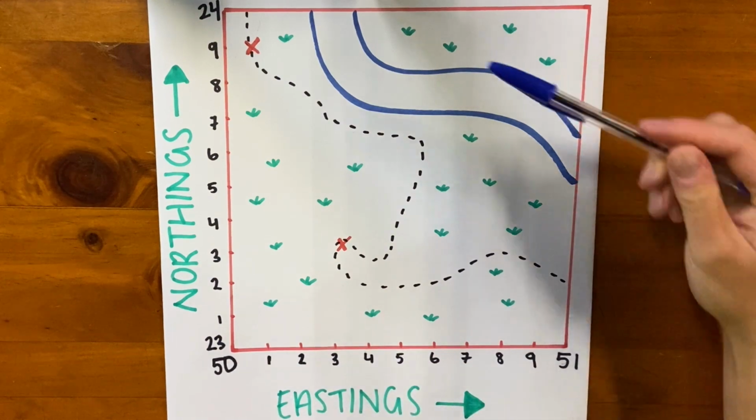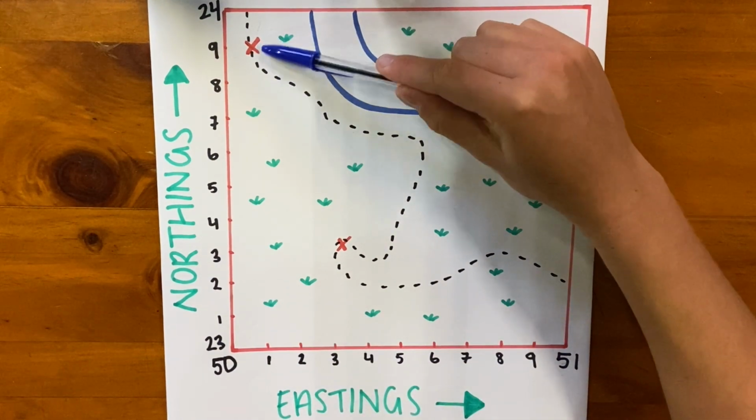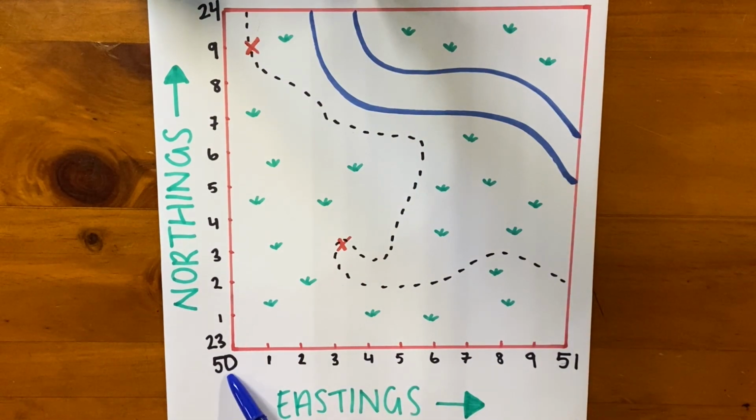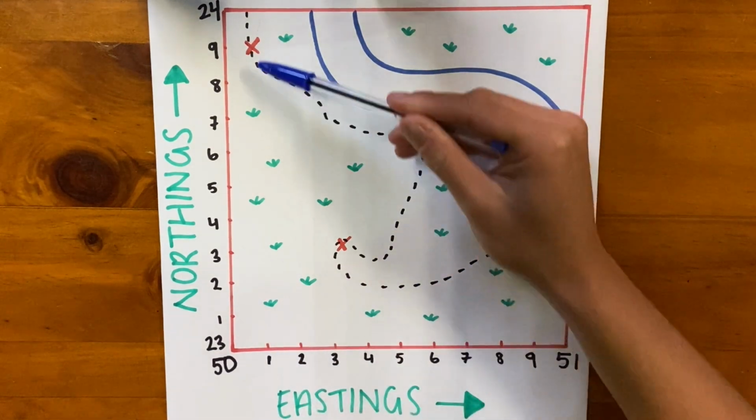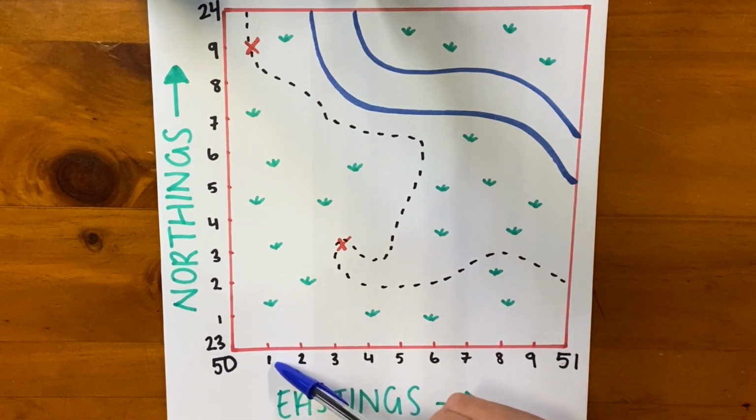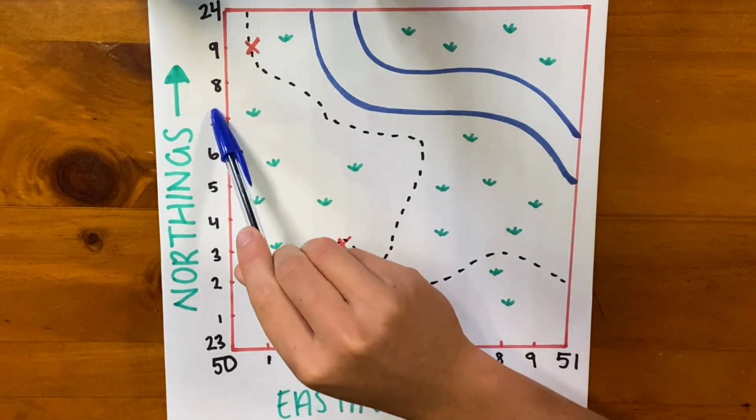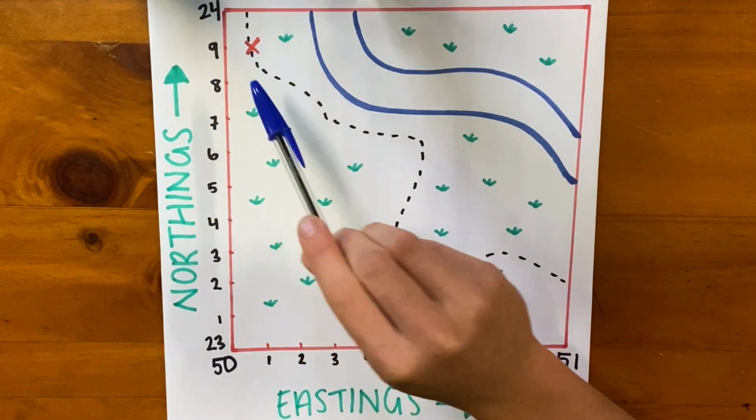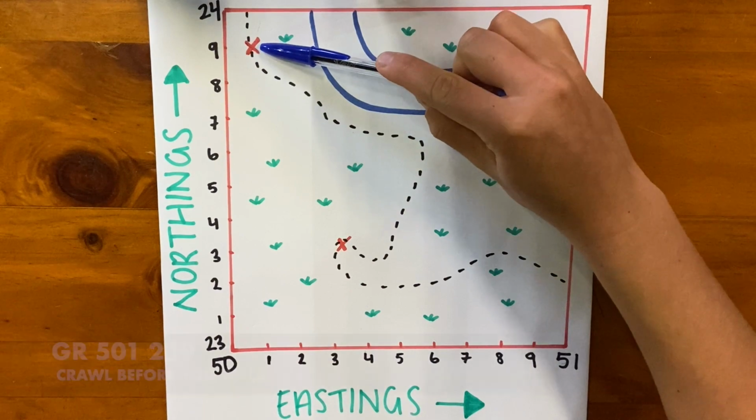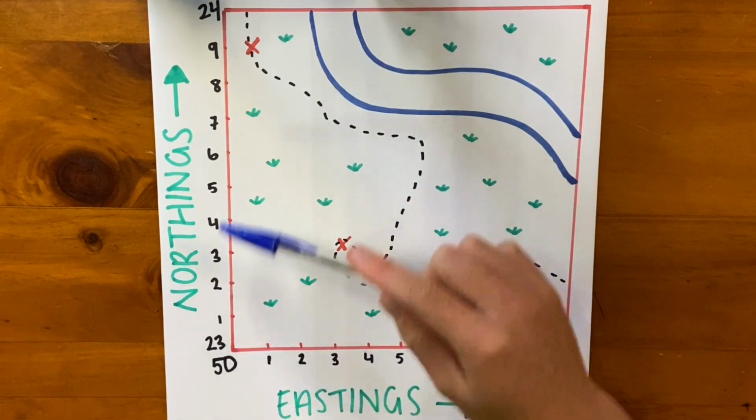Now if we look at this point up here, to find that one we can start from 50 again. We'll go 501. That probably lines up very nicely. So our eastings grid reference is 501. And then the northings will be 23. If we keep going up, probably about 239. So our 6-figure grid reference for that point is 501, 239.